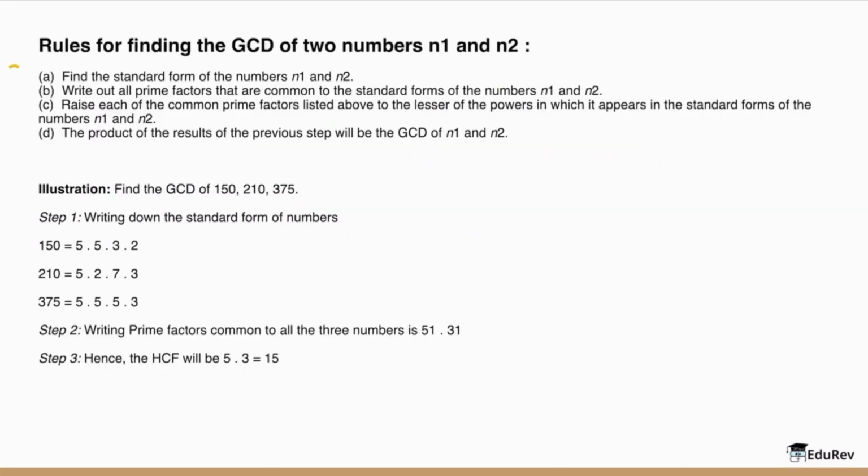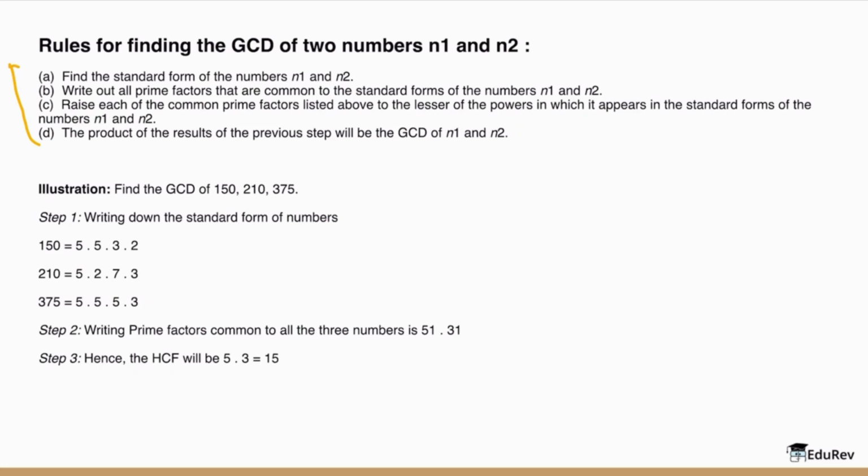So these are the steps. What you need to do is find the standard form of the numbers N1 and N2. So I have to write the numbers in standard form. Then write out all the prime factors that are common to the standard forms of the numbers. Raise each of the common prime factors listed above to the lesser of the powers in which it appears in the standard form of the numbers. Then the product of the result of the previous step will be the GCD of N1 and N2.